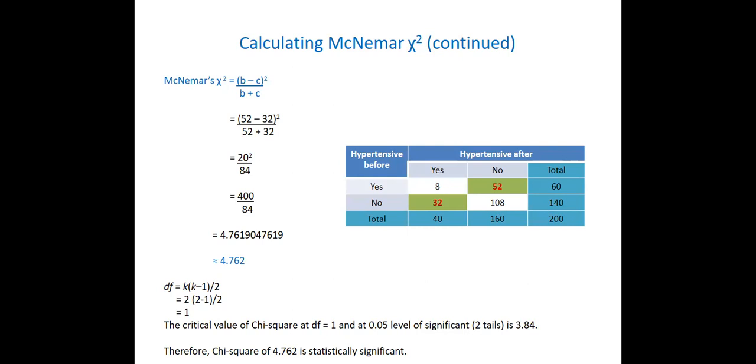Now, the degree of freedom is 1. How do we get it as 1? The degree of freedom is K, the number of categories, which is 2, times K minus 1, which is 2 minus 1, divided by 2. All those things will give you 1. But you will understand the logic of that degree of freedom later when we do the McNemar-Bowker.